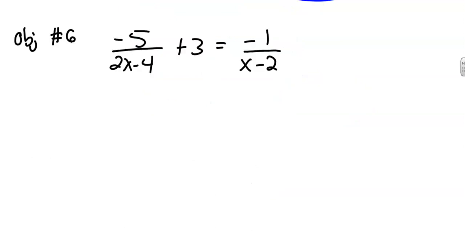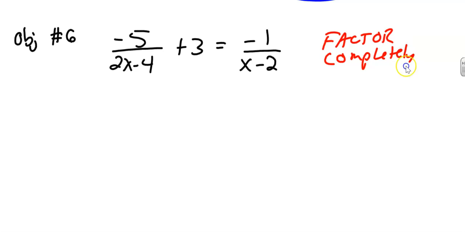Where now you've got 2 different linear expressions in your denominators. But even on this one, they make it where it's really fairly straightforward, because in objective 6, you do have different denominators, but again, you want to factor denominators really, but even numerators too if you could. You want to factor completely before finding the LCD.